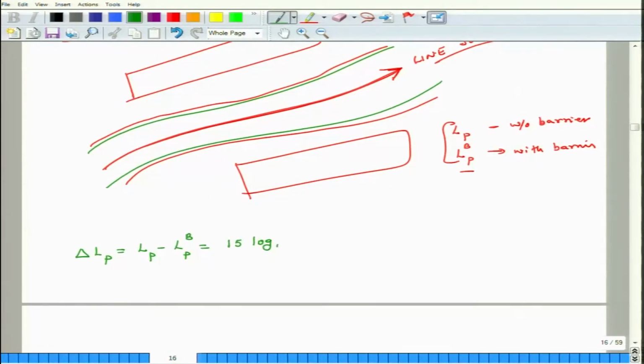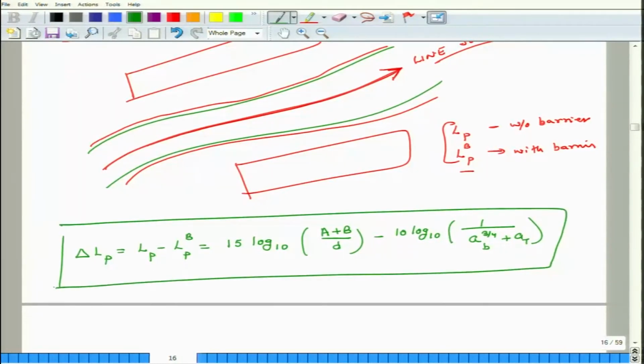15 log10 of (A plus B by D) minus 10 log10 of 1 over AB, 3/4 plus AT.